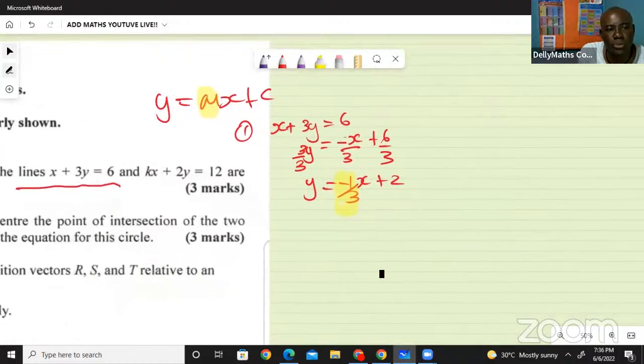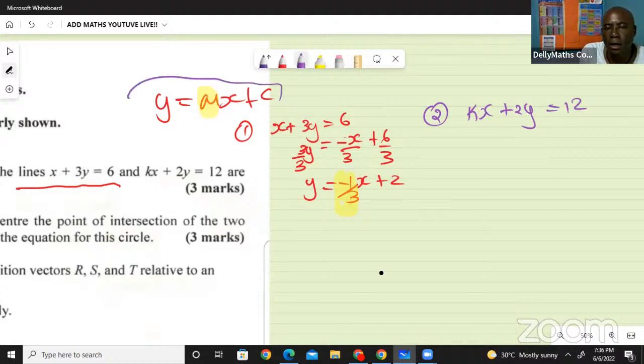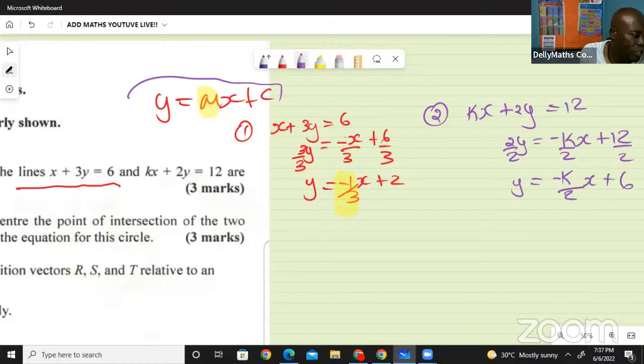Let us jump to situation 2. I'm having kx plus 2y equals 12. I'm still focusing on writing it in that format. So 2y is equal to negative kx plus 12. I'm going to divide both sides by 2. That k there is a constant. So basically, y is equal to negative k over 2 x plus 6. So I have negative k over 2 x plus 6.